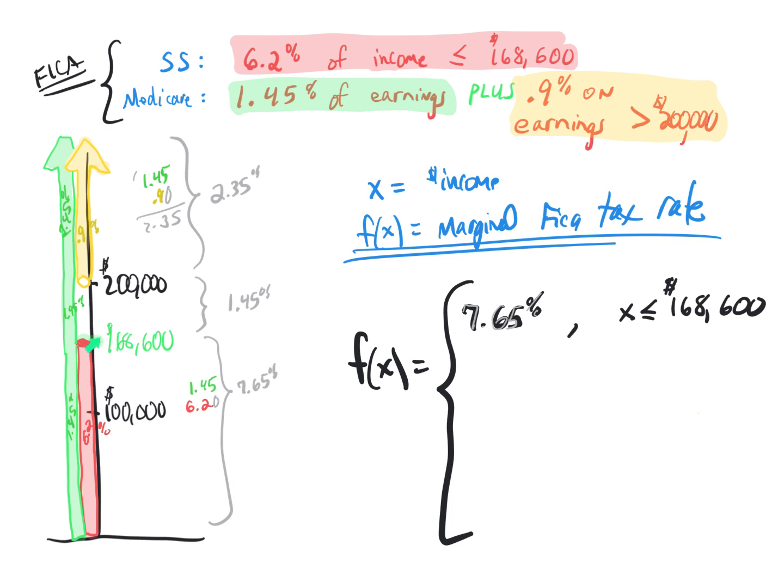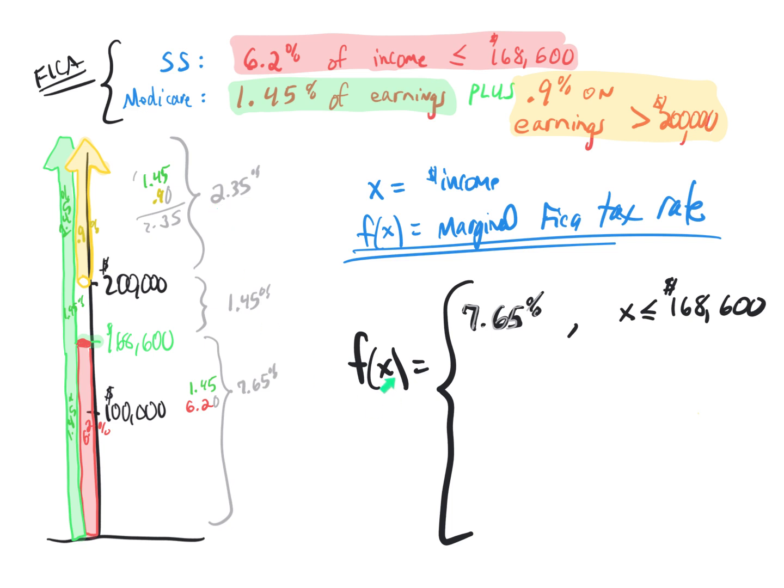However, if our income is between 168,600 and 200,000, then our tax rate is this percent. Now remember, that percent is the tax rate, which is nice and small compared to these two, but it's only for the dollars you've earned above 168,600 and below 200. So you're still paying the 7.65% on your first 168 grand and 600, but for the next roughly $31,400, you're only paying this percent. And then for the dollars over 200,000, you're paying 2.35%.